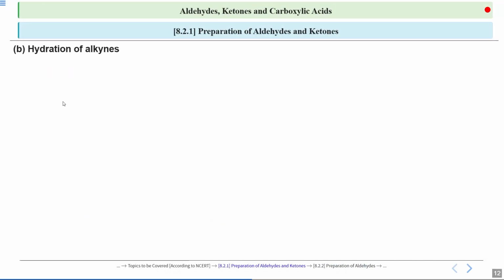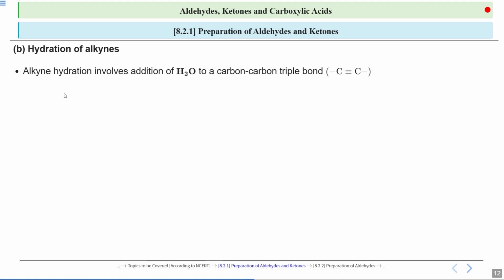Now B part, we will look at hydration of alkynes. So alkyne hydration involves addition of water to the carbon-carbon triple bond. Now, to carry out this reaction, you need specific reagents. So we use sulfuric acid, which is H2SO4, and mercuric sulfate, which is HgSO4. These reagents are essential as they facilitate the addition of water to alkyne.